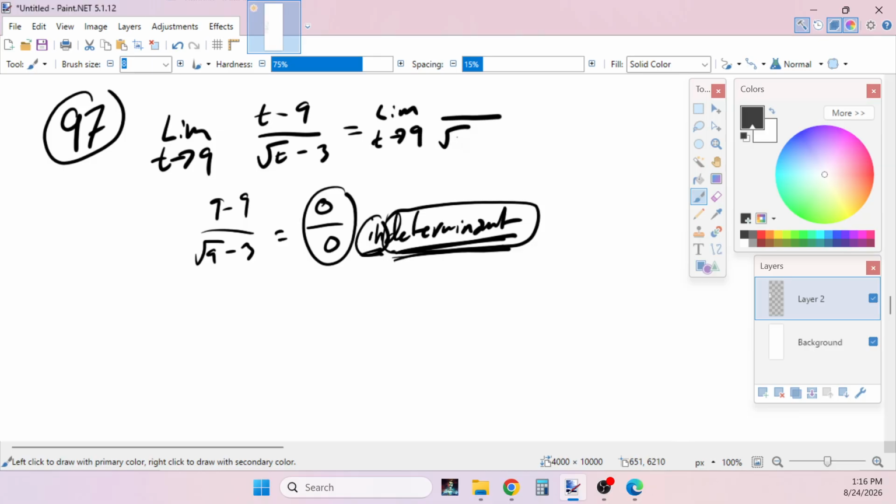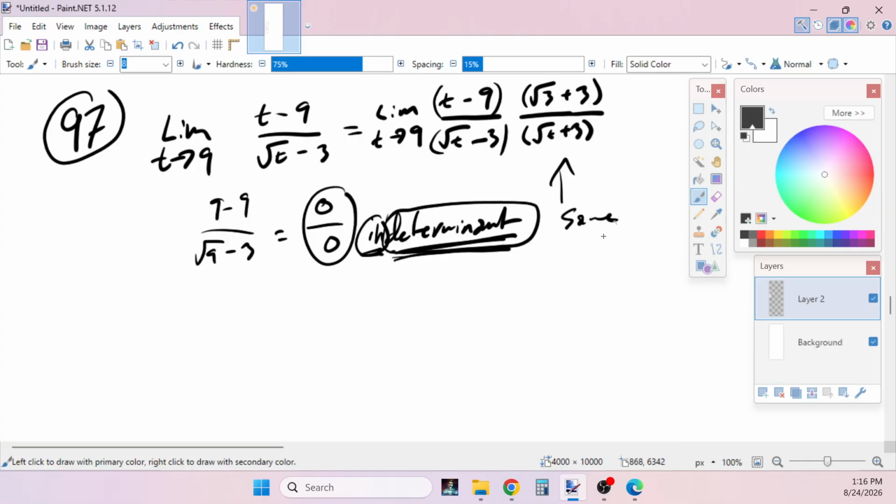I'm just going to multiply by a creative way to write 1. I haven't changed anything, but I'm going to multiply by the square root of t plus 3 over itself. Notice the top and bottom of this fraction are the same, so the numerator and denominator are equal. This equals 1.